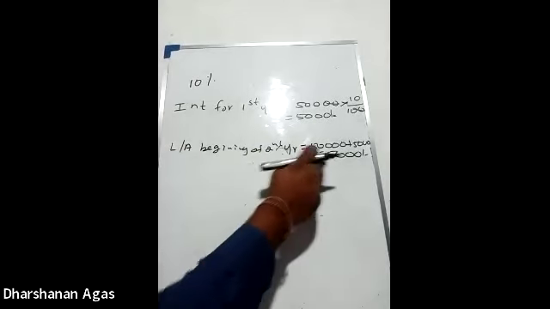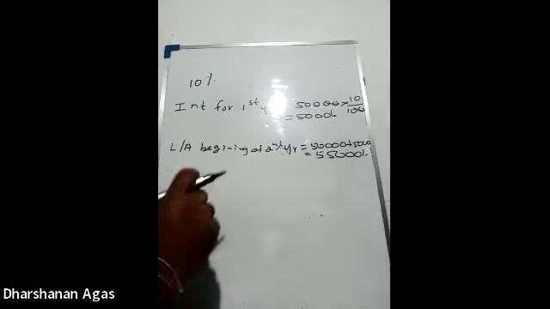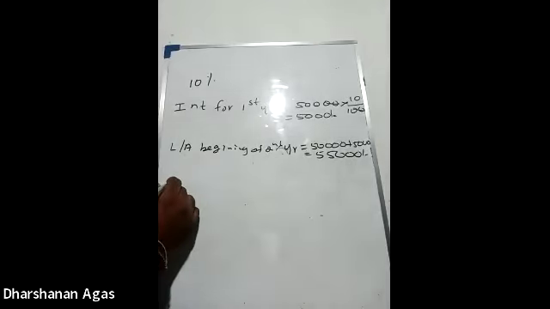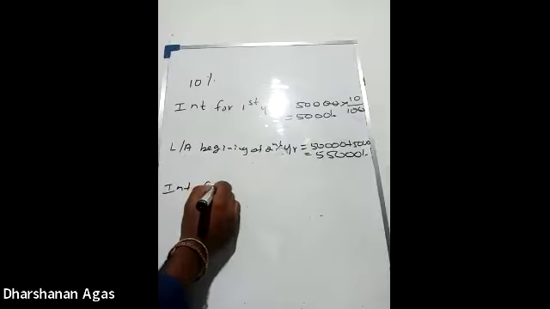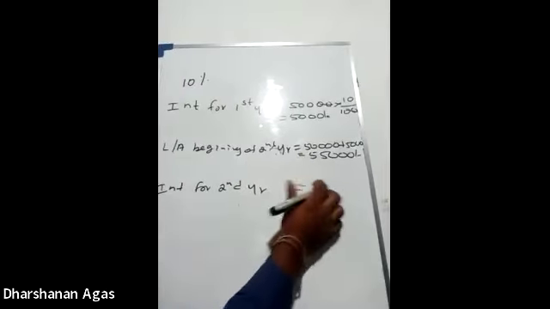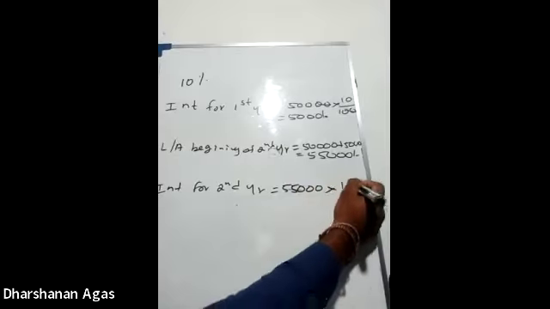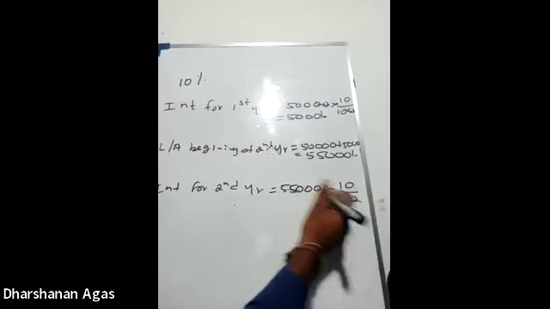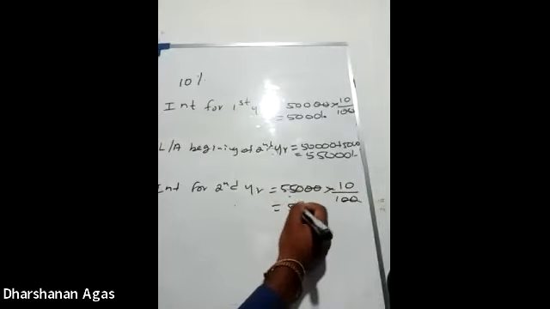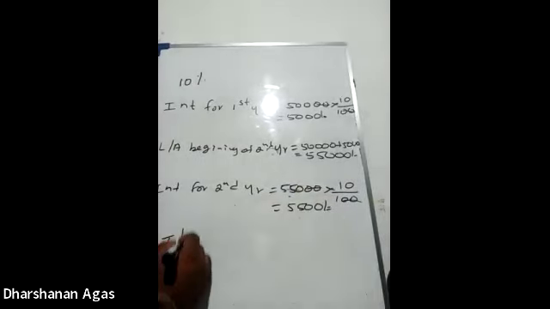At the beginning of the second year, the loan is 55,000. Now the interest for the second year. The second year loan is what? 55,000, not the 50,000. 55,000, but the interest rate is the same as given. Cut the two zeros. 5,500 now. Second year interest 5,500.